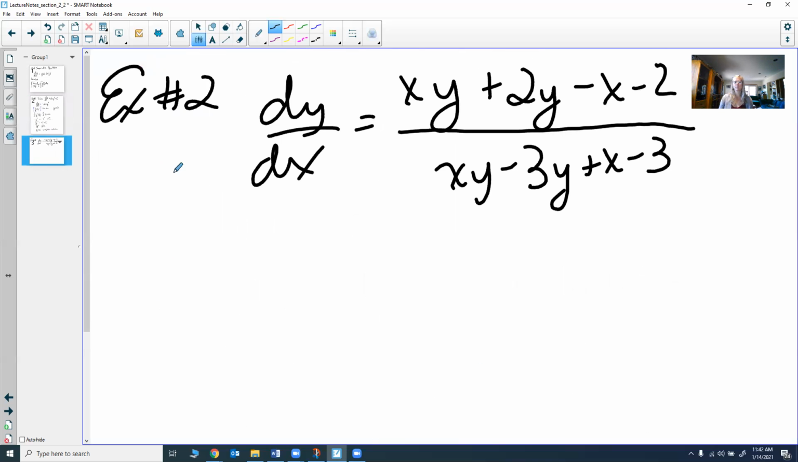Let's try one more. dy/dx is equal to xy plus 2y minus x minus 2, all over xy minus 3y plus x minus 3. This does not look the least bit separable, but let's see if we can't do something with it. First thing I'm going to do, I don't like fractions, so I'm going to multiply both sides by the denominator.